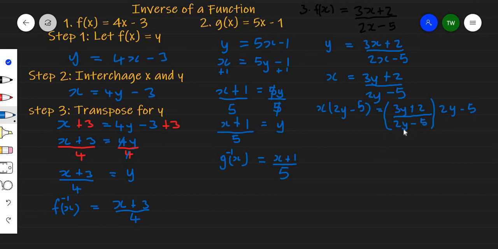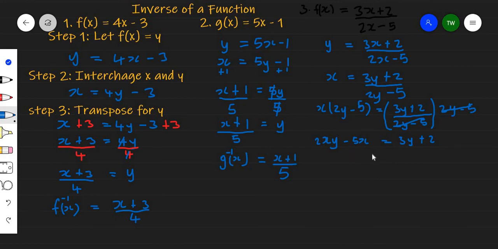Now, clearly you can see that 2y minus 5 will cancel out 2y minus 5. So what we're left back with on this side is going to be 3y plus 2. And this side, we're going to apply the distributive property, which is to use x to multiply each term inside of a bracket. So x times 2y, that's going to give us 2xy. And x times minus 5, that's going to give us minus 5x.